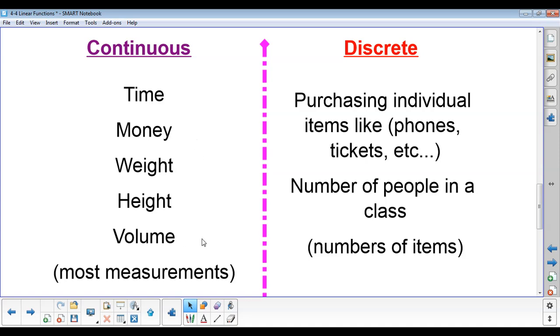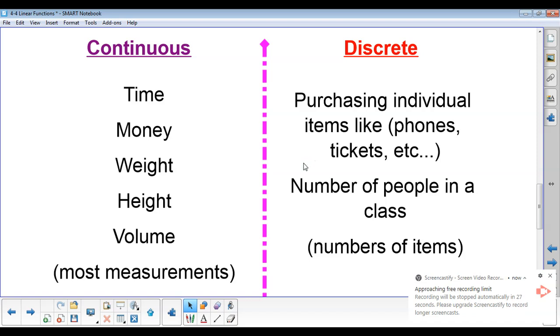Same with most measurements. Right now, I might be 145.3 pounds. Tomorrow, I might be 147.6 pounds. That number can have decimals. It can have fractions. That's how we know if something is continuous, is fractions and decimals are okay. Whereas on the discrete side, fractions and decimals are not okay. A lot of times this occurs when we're purchasing individual items like phones, tickets, things like that.